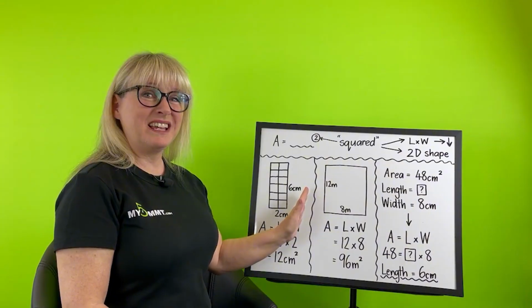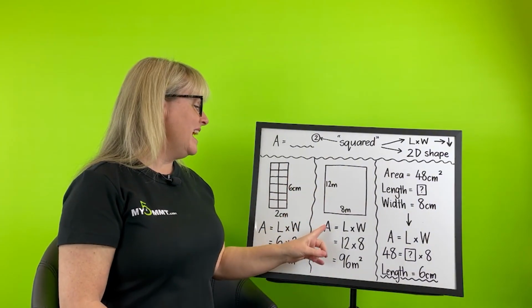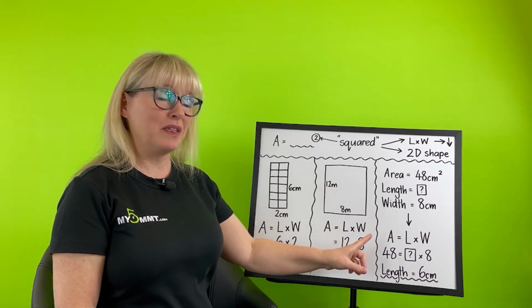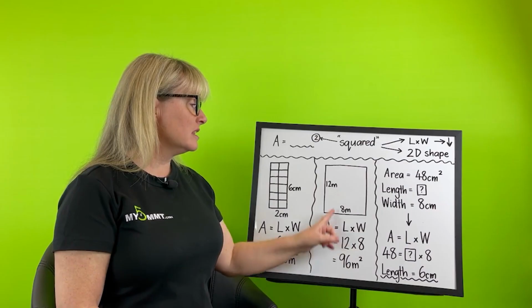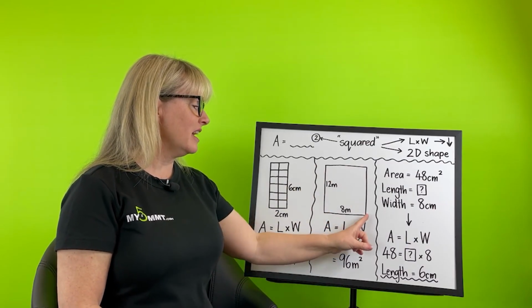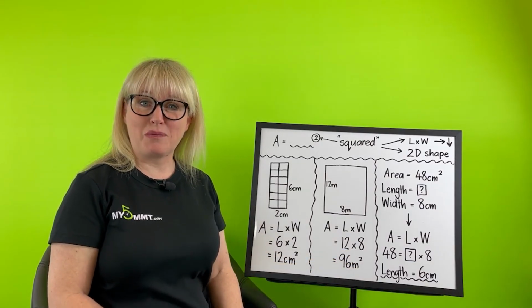There's no little squares inside. I really must use instead my formula. Area equals my long side times my wide side, length times width. I find the longest side, which is 12 metres, and multiply it by the other side, 8. Well, that's how I get 96 metres squared.